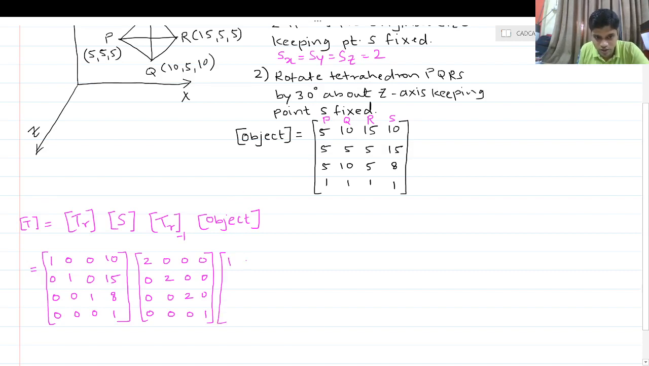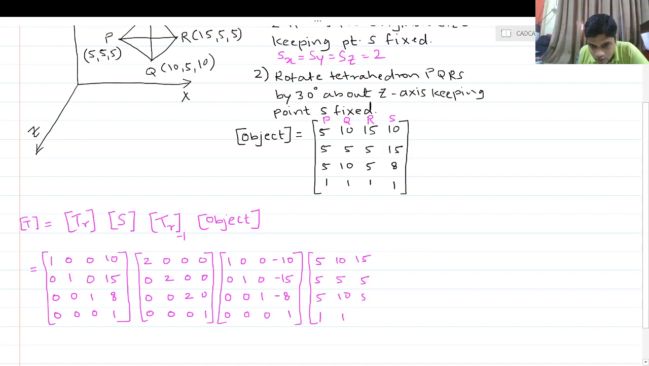translation matrix. So it is 1, 0, 0, -10, 0, 1, 0, -15, 0, 0, 1, -8, 0, 0, 0, 1. This is the back translation matrix multiplied by the object matrix, which we have written over here. So it is 5, 5, 5. And remember, the object matrix I tend to write column wise because the columns represent the coordinates. So 10, 5, 10, 1, 15, 5, 5, 1, and then 10, 15, 8, 1.